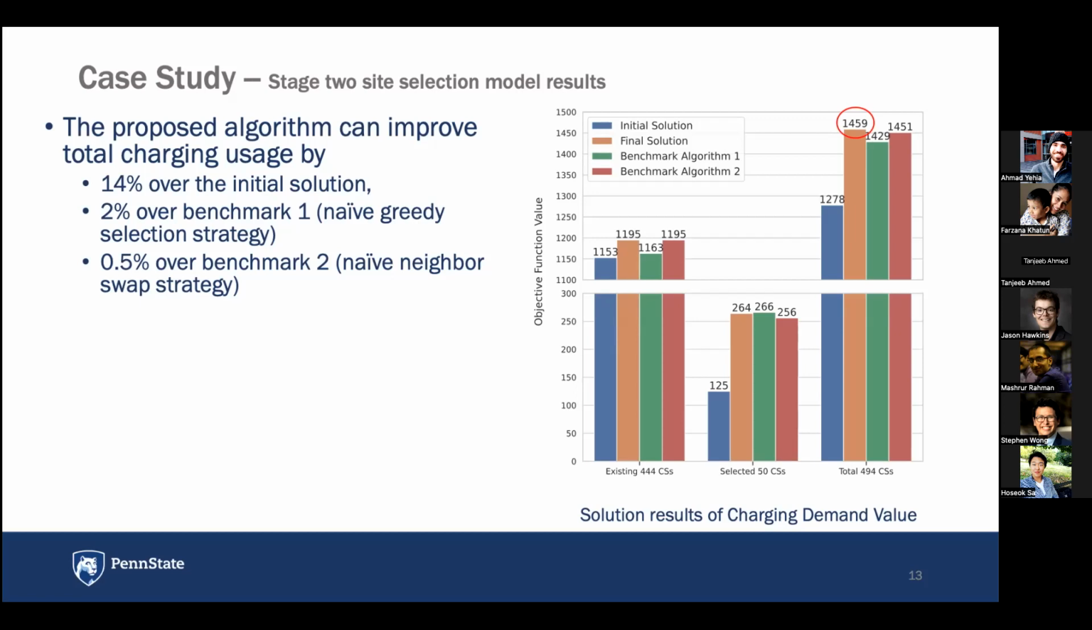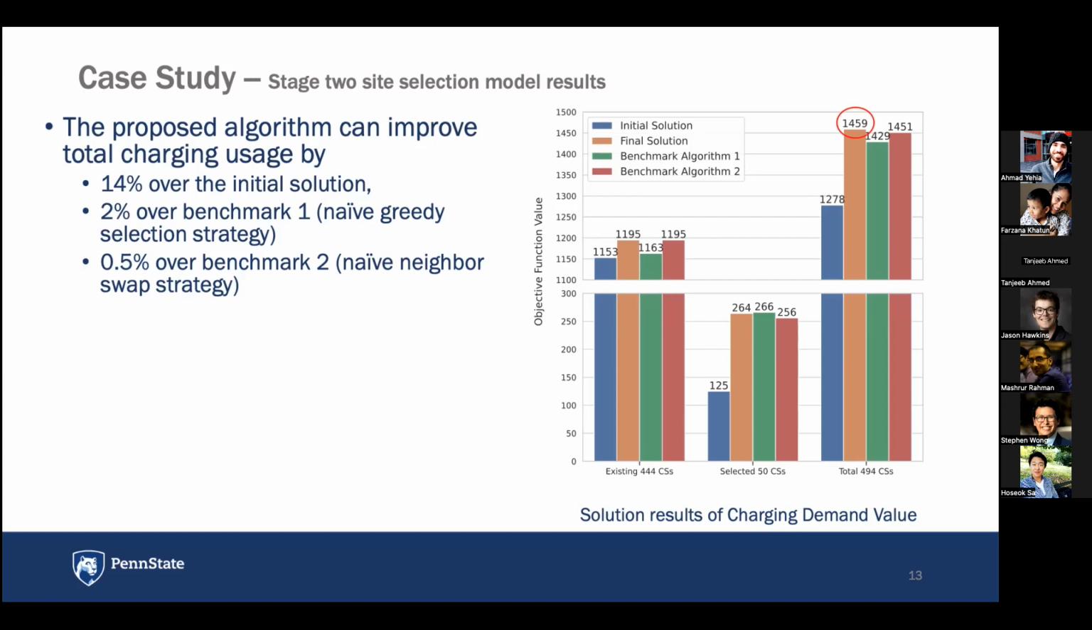We can find that when all the charging stations are combined, including the 444 existing charging stations plus 50 newly selected charging stations, the proposed algorithm generates the highest usage rate at 1,459 charging events per week, which can improve the charging usage rate by 14% over the initial solution and outperform the two benchmark algorithms by 2% and 0.5% respectively.